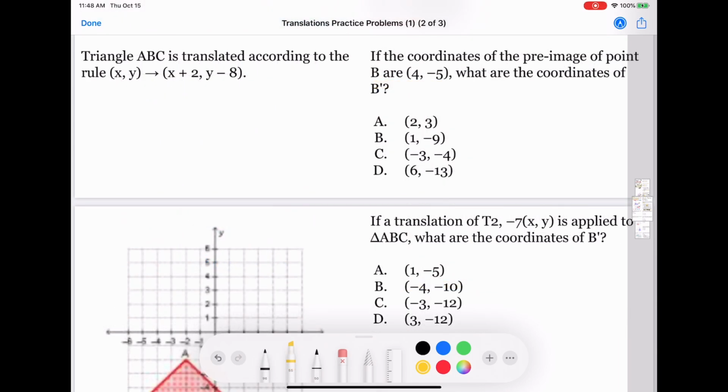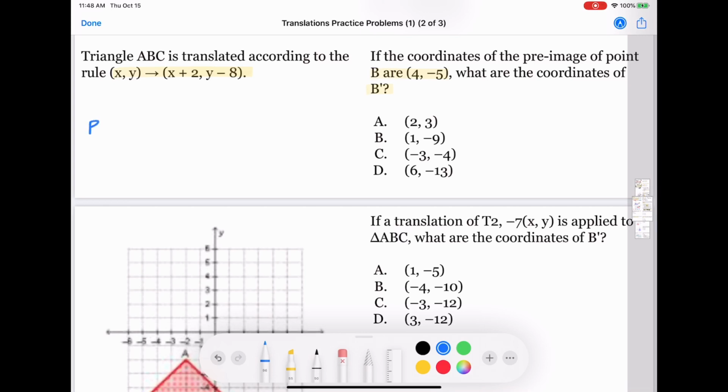Let us look at another type of problem that we might encounter. This problem states the triangle ABC is translated according to the rule, and we have been given our mapping rule. If the coordinates of the pre-image of point B are at (4, -5), what are the coordinates of B prime?